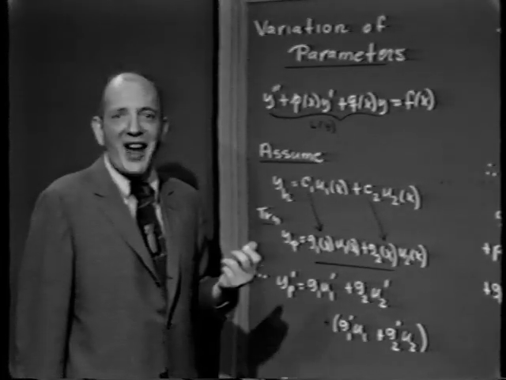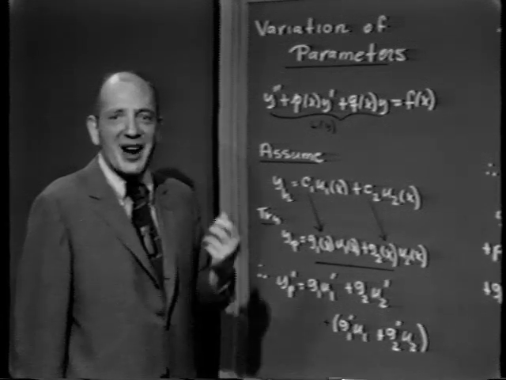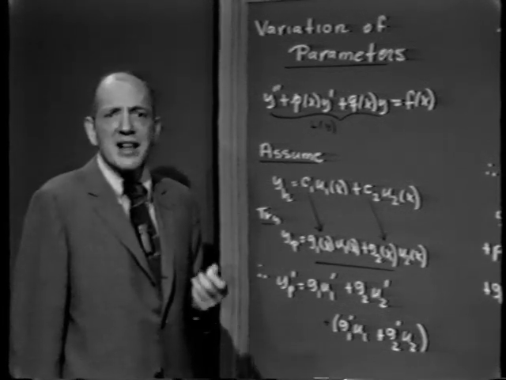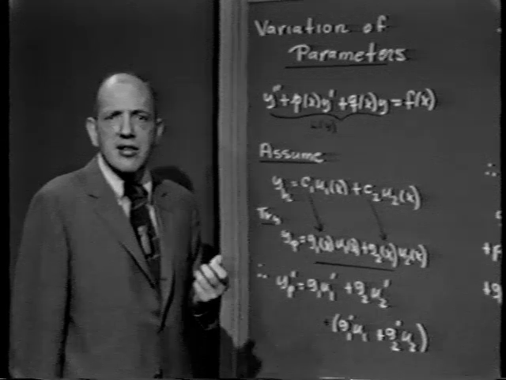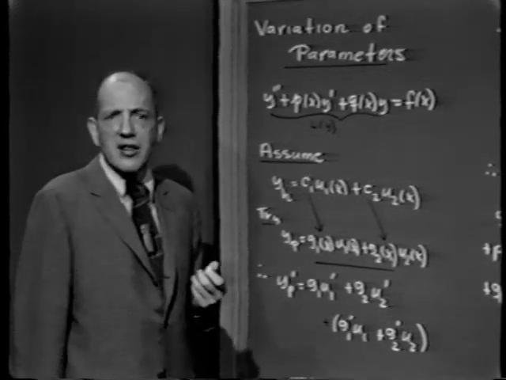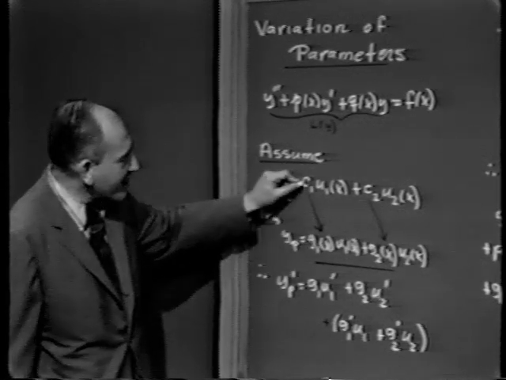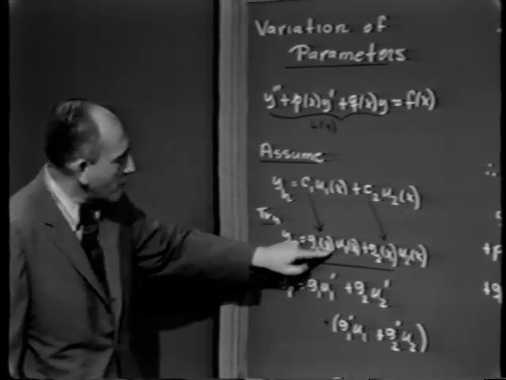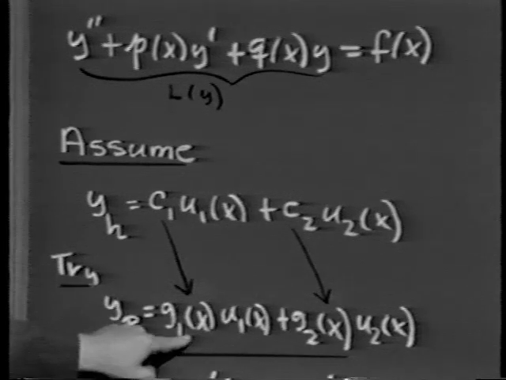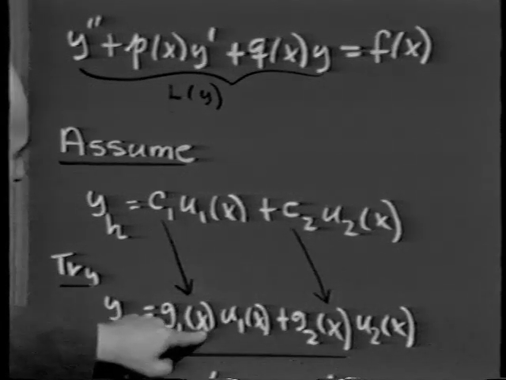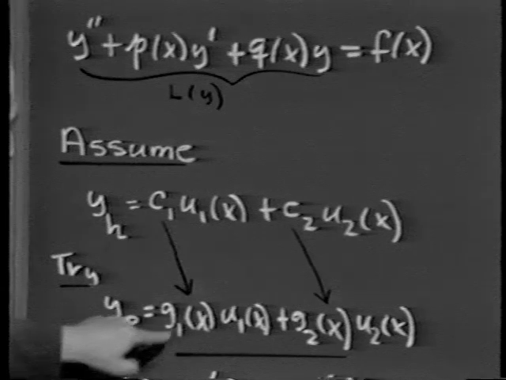At any rate, what about this fancy name, variation of parameters? Where does it come from? It comes from the fact that we replace the arbitrary constants by arbitrary functions, so that we're really now having a variation of the parameters. See, c1 and c2 are parameters. By writing them as functions of x, I am now varying the parameters as I let x take on different values.